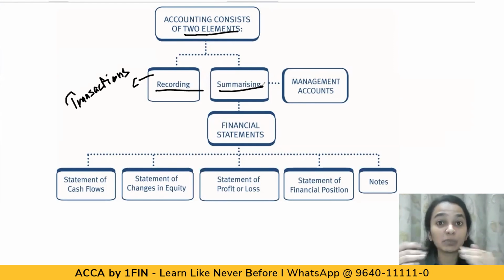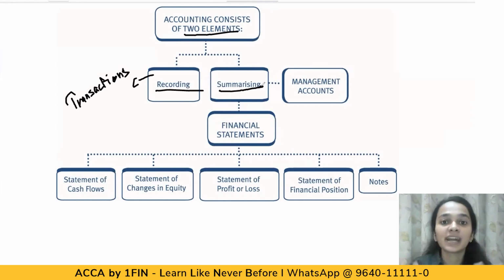Summarizing basically means we make different financial statements which are used by the end users of financial statements. So when we summarize, we make different financial statements. We'll talk about management account in some time. So first, let's talk about financial statement.